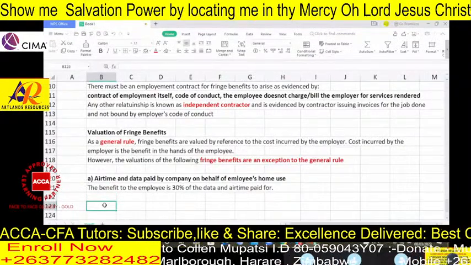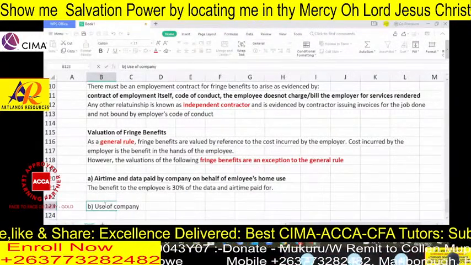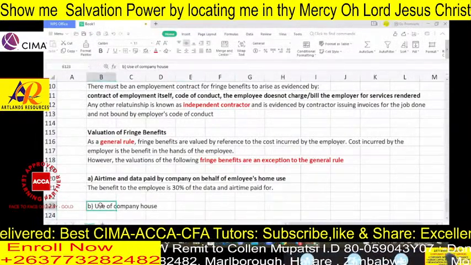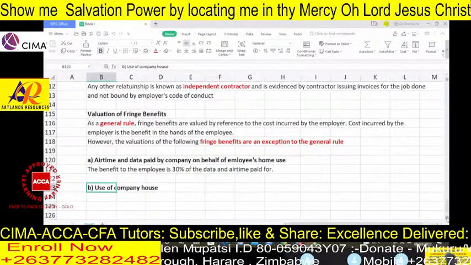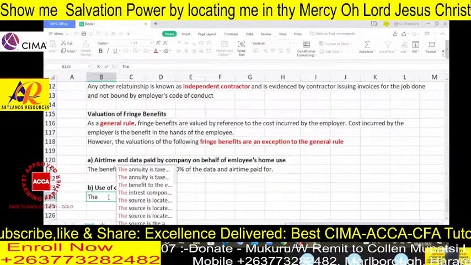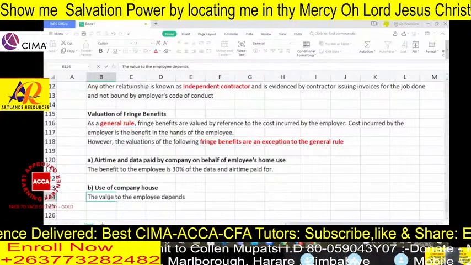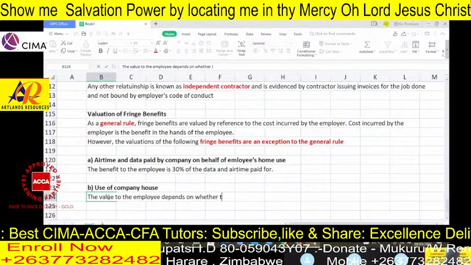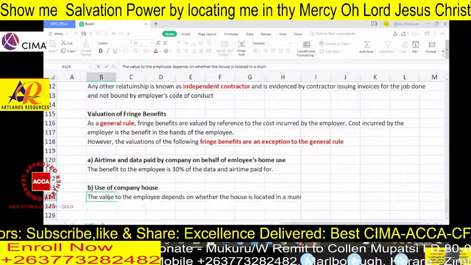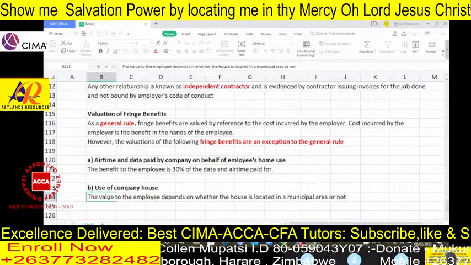Then B, use of company houses. Now, if you are using company houses, suppose you are using a company house and you are not paying rent. The value to the employee depends on whether the house is located in a municipal area or not. It depends on whether the house we are talking about is located in a municipal area or not.